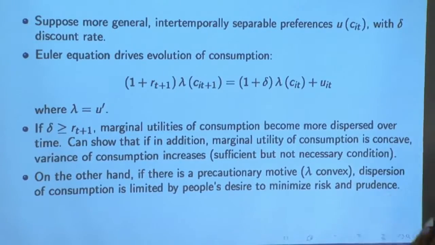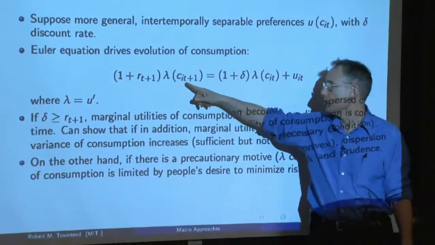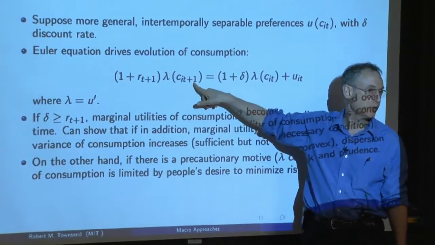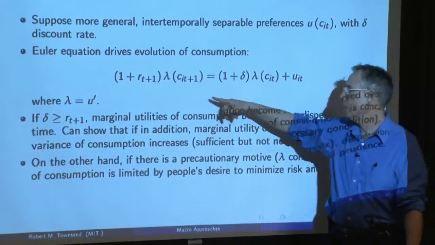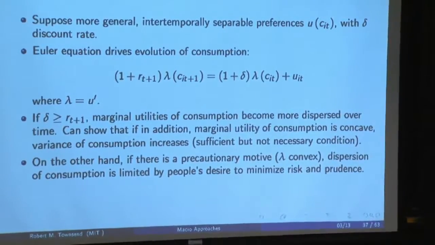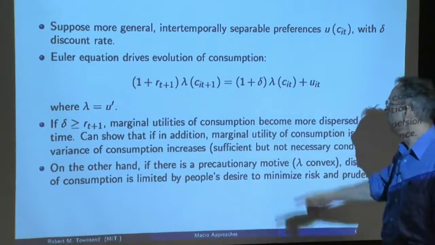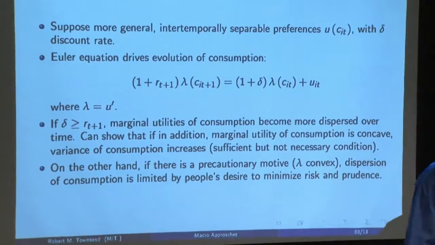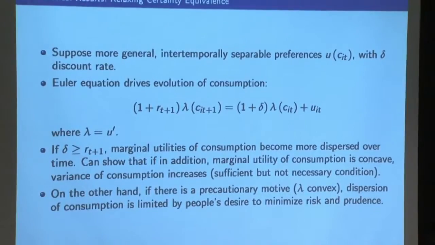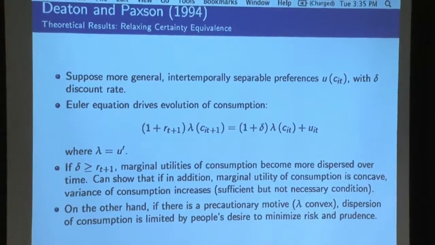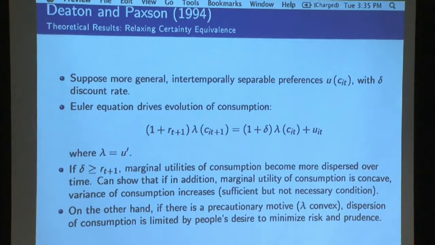But again, with R equal to delta, we kick on this extra orthogonal shock, which makes the marginal utility of consumption dispersing in the future relative to today. And you can even have R not equal to delta as long as delta is greater than R. The same logic applies, because you're kind of amplifying this thing, carrying it through to tomorrow along with the U shock. So that's another way to get at the variance of consumption increasing, depending on what you assume about the utility function.